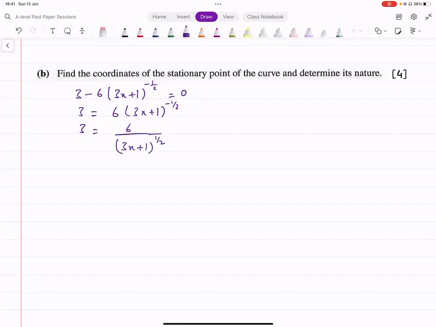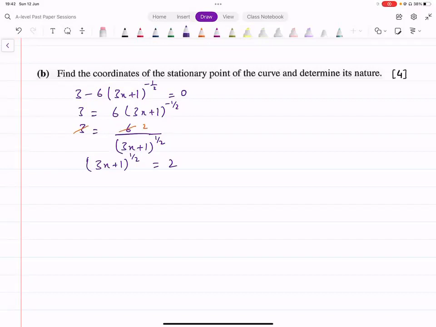Now we can take this to the other side, and that gives us 3 into (3x plus 1) whole raised to power 1 over 2 equals 6. In fact, we could just cancel this out as well. This is 3. We could take that 3 to the other side, and it would get cancelled with 6, and we will be left with 2 at the end. So we've got 2 here on the right side, because you can just cancel them out.